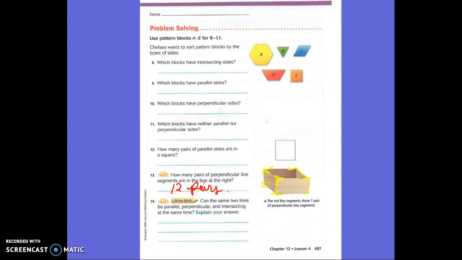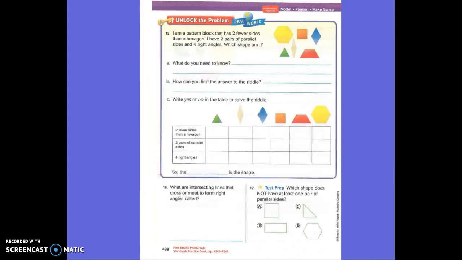Okay. That's the only one on this page that I'm helping you with. This side. When you're writing what you need to know, you need to write which shape, then you have to add, has 2 fewer sides than a hexagon, has 2 pairs of parallel sides, and 4 right angles. You cannot just say, which shape am I? If you put just what shape am I, you're going to get it marked wrong. Okay?